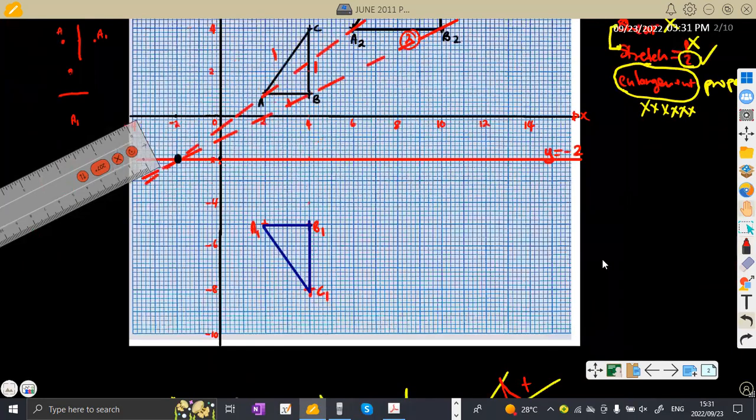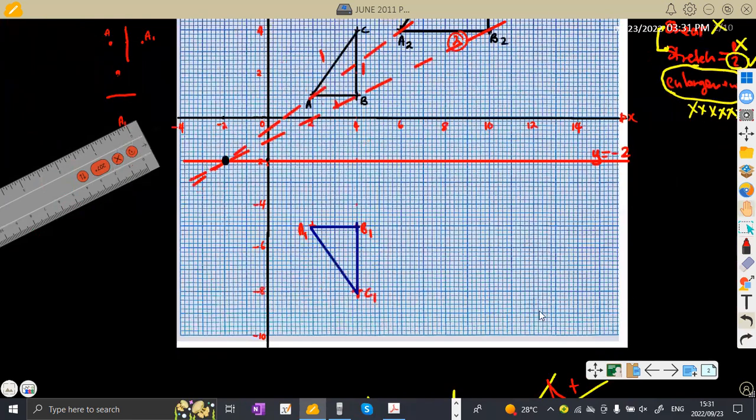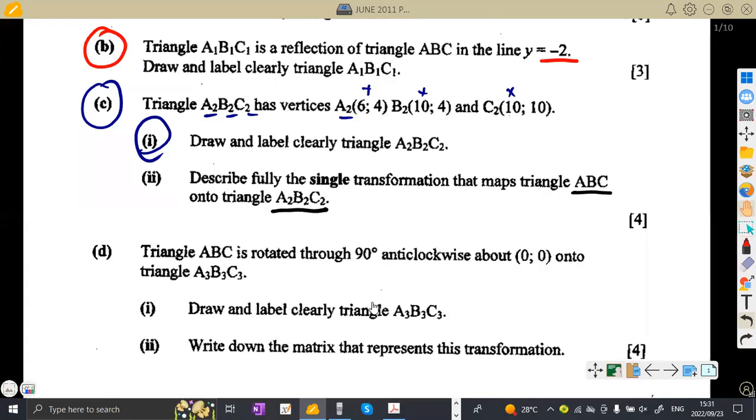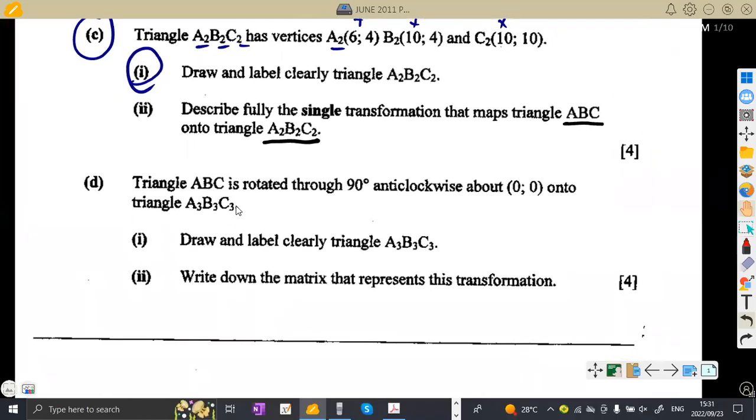Then now we are going to check another one. Another question, which is item D. So on the D part, we are now given triangle ABC is rotated. Take note, this is a rotation of 90 degrees anti-clockwise about 0, 0 onto A3, B3, whatever that we have. Draw and label clearly A3, B3, C3. Then write down the matrix that represents this transformation.